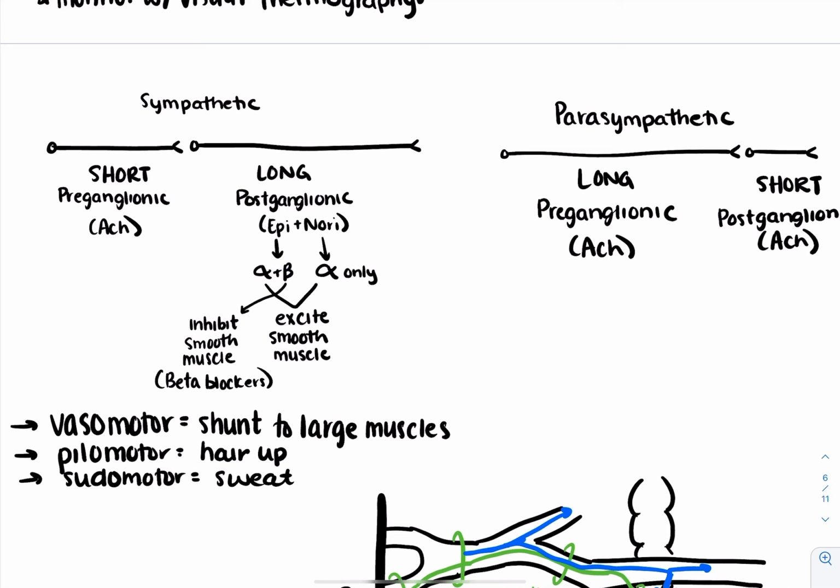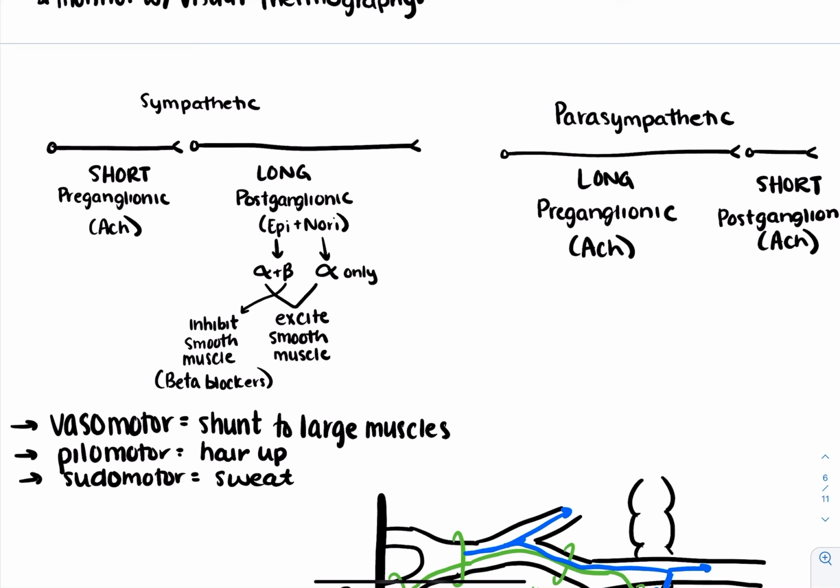Epi is a little bit of both, a little bit of this and a little bit of that. Now, the beta aspect of epinephrine is targeted by beta blockers. So that's what beta blockers do. Beta blockers are going to stop the inhibition of smooth muscle and cardiac muscle. And that's why it's used for people that have heart issues where the heart is stopping, right?